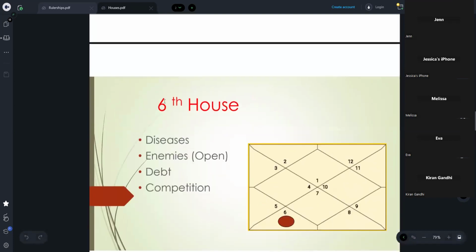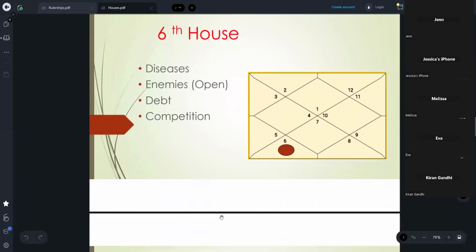There's one more thing you guys can write down in your 6th house list: jobs. Not business, but jobs. So the 6th house, alongside all of these amazing things, also represents jobs, because it also represents routine, and a job represents a form of routine.